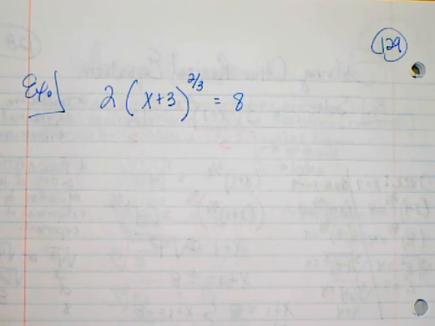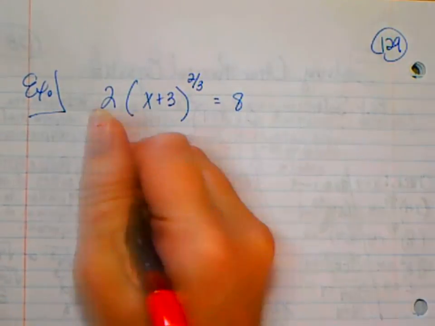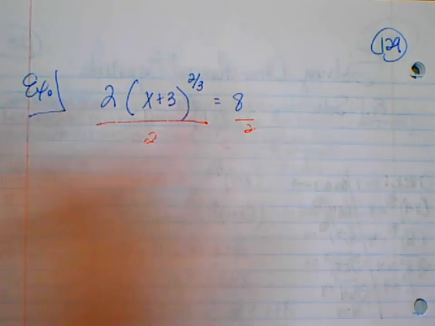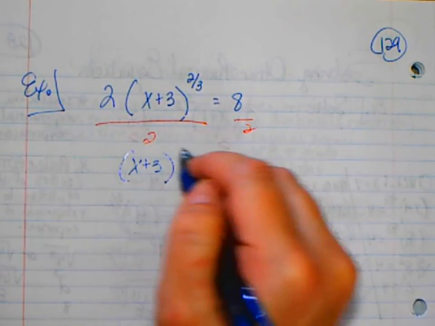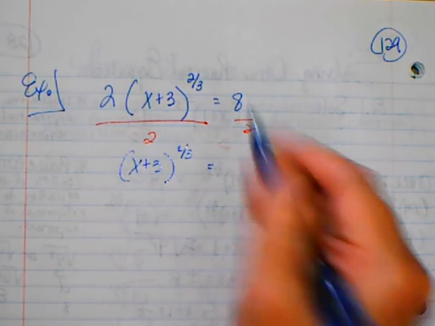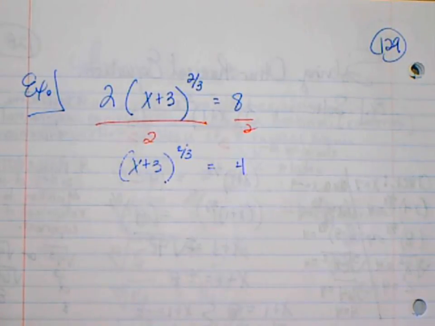Is this a radical equation, even though there's no radical? Yeah. What should I do first? Divide by 2, so we isolate those parentheses, right? So I get x plus 3, quantity raised to the 2/3 equals 4. Now what?